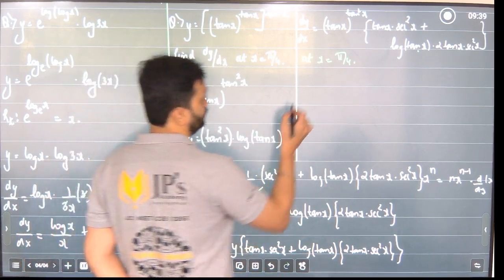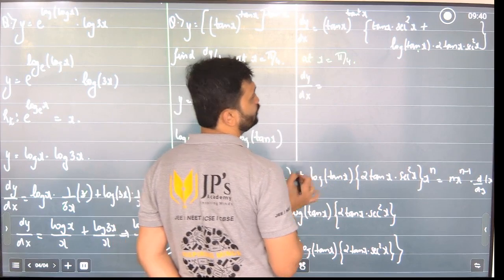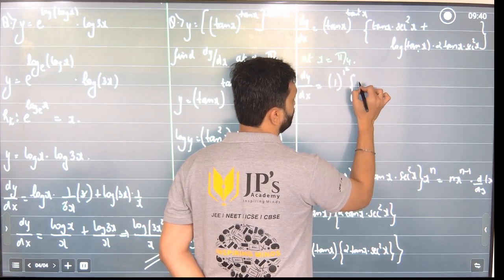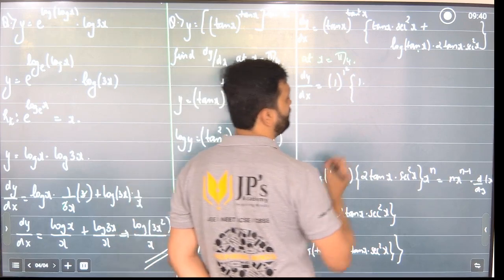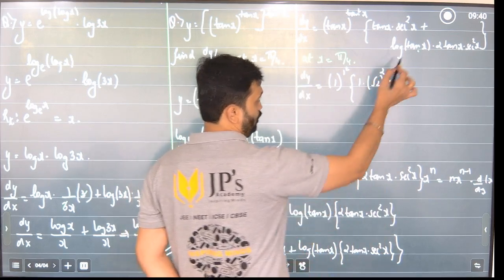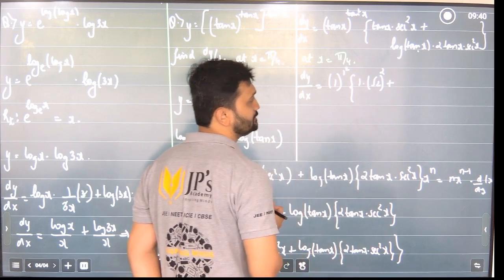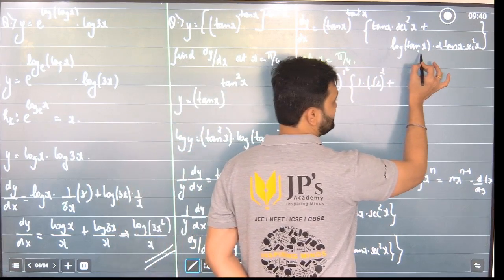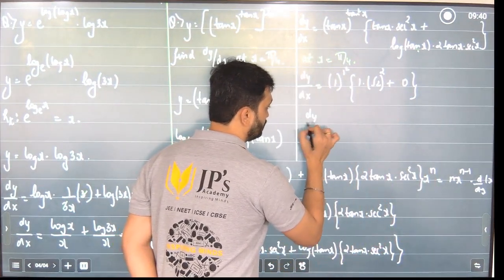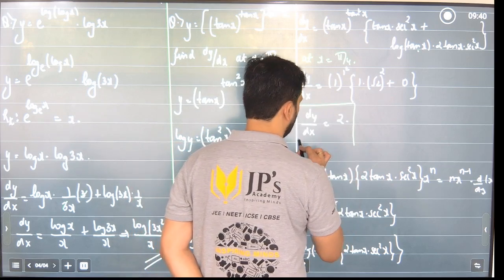At x is equal to pi by 4, my dy by dx will become tan pi by 4. I know that tan pi by 4 is 1. So it will become 1 raised to 1 square into 1. Sec pi by 4 is root 2. So root 2 square plus, what is tan x? Tan pi by 4. What is tan pi by 4? 1. What is log 1? 0. Log 1 is 0. And since this is 0, the entire term becomes 0. Therefore, dy by dx is 2. This is your answer.